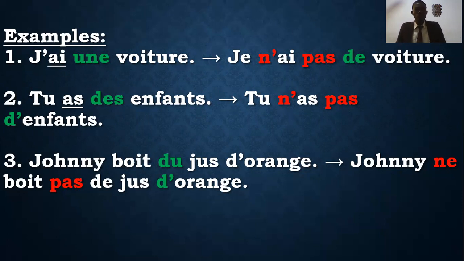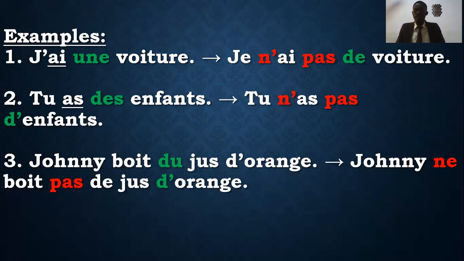Numéro 3. Johnny boit du jus d'orange. Boit is the verb which is supposed to be underlined. Johnny drinks orange juice. Or Johnny is drinking orange juice. Boit is our verb. So ne and pas will be at each side. Du, which is partitive, will now become a different word in the negative sentence.